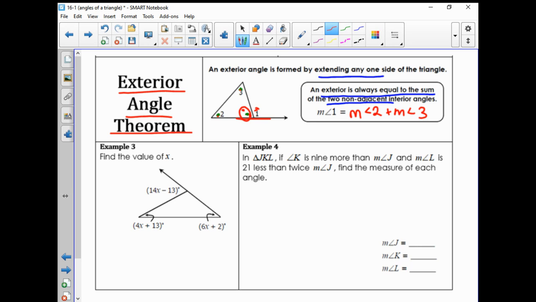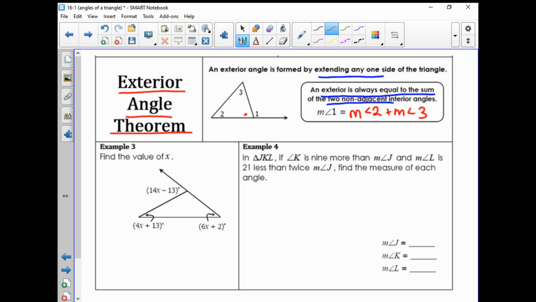Now this is really helpful. Sometimes you can just solve for what the angle inside the triangle is. Sometimes it's easy just to find this measure and then use your triangle sum theorem. But sometimes you're going to need to use this theorem as well. So let's look at this one right here.